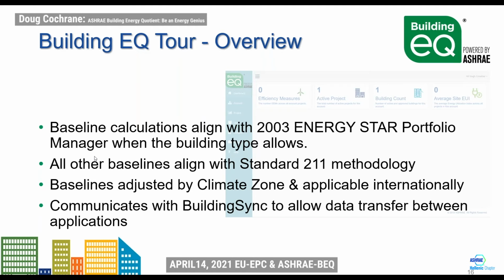Okay, baseline calculations align with the 2003 Energy Star Portfolio Manager when the building type allows. All the other baselines align with standard 211. So again, we've tried to align this so that we are aligned with ASHRAE standards, but the baselines are adjusted by climate zone. So it doesn't matter where the building is, you can compare what you are based on your climate zone, and very much internationally that works.